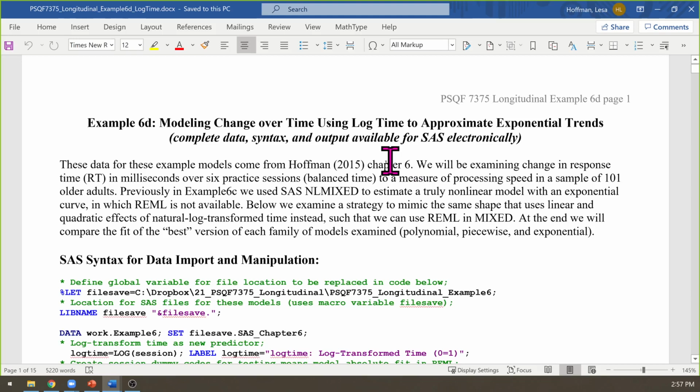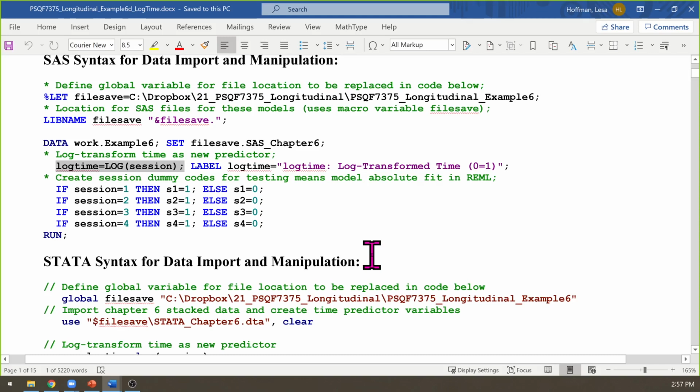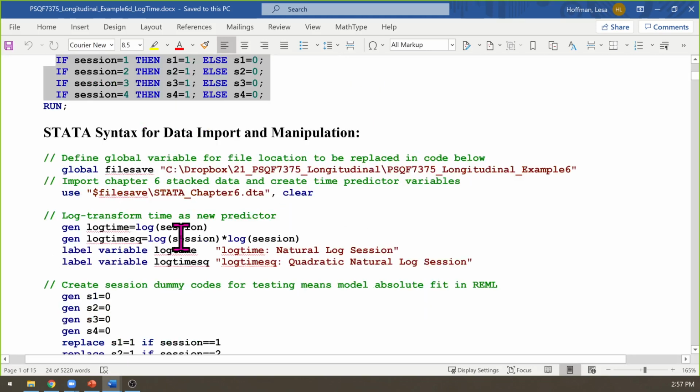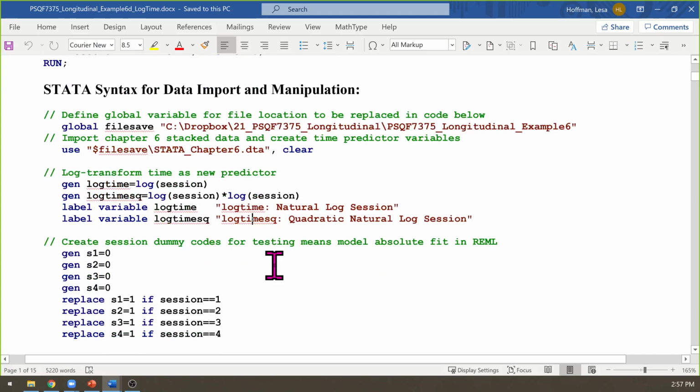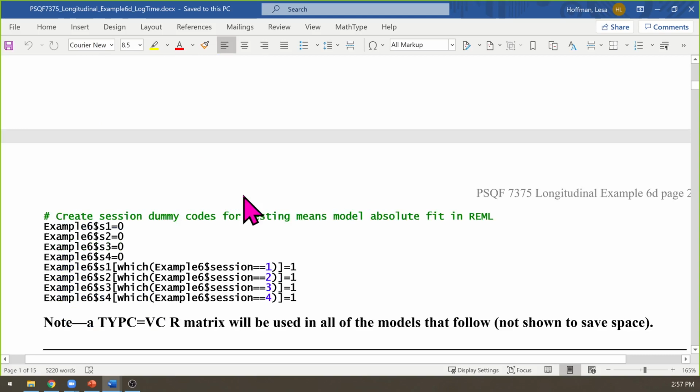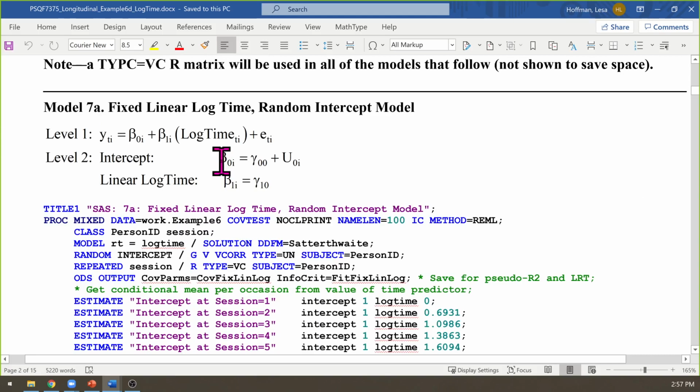So here's the magic. All programs have natural log built in as a function. It's either going to be the word log or ln. Like in Excel, it's ln. In SAS, it's log. So just check your documentation that it's not base 10, that you want natural log. And I'm using the same dummy codes as before. So I got log time, and in Stata I have to build log time squared. Got my dummy codes. Same thing in R, it's just log in R. So stepping through 4 models: fixed linear log time, random linear log time, and then the quadratic versions with fixed and random effects.